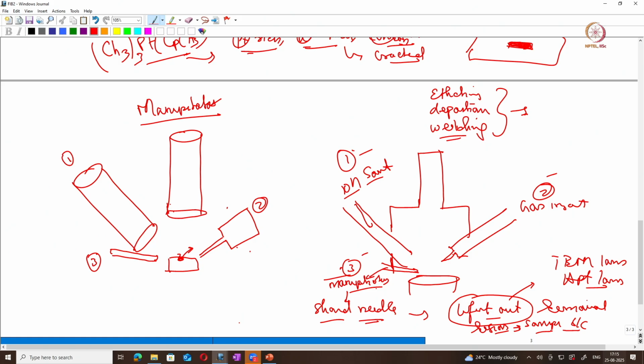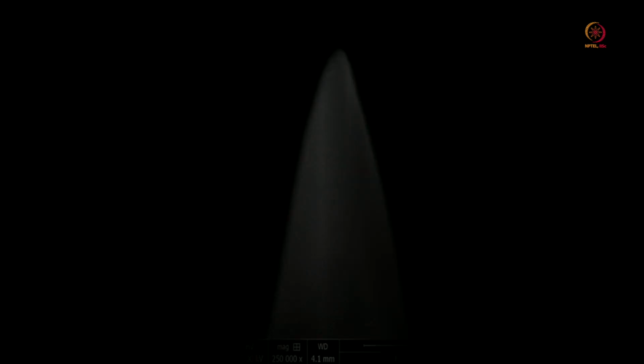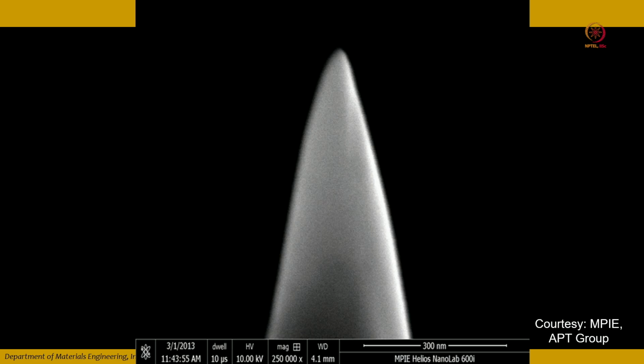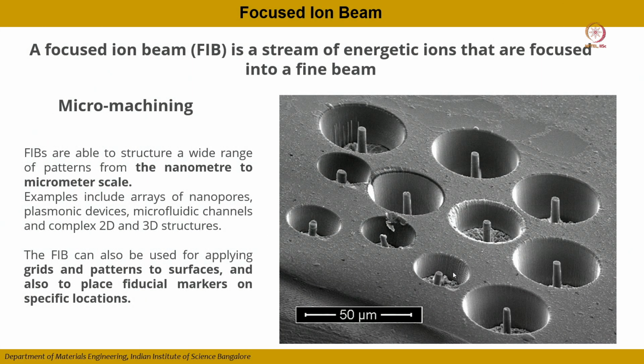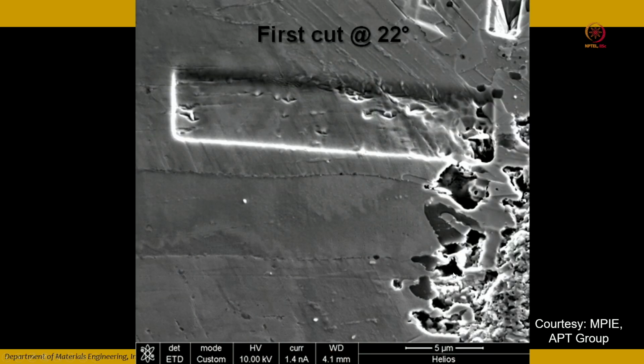Fine. So I will briefly show you a video where you can understand how a sample is prepared, especially for the atom probe needles. Okay. So this is a courtesy from Max Planck. So here you can see the sequence.